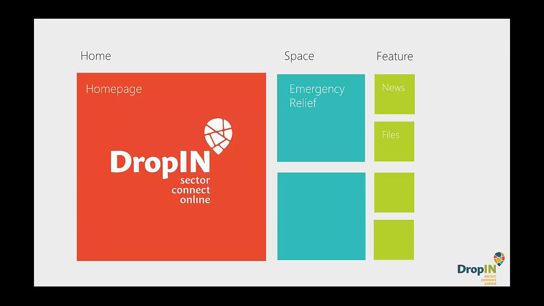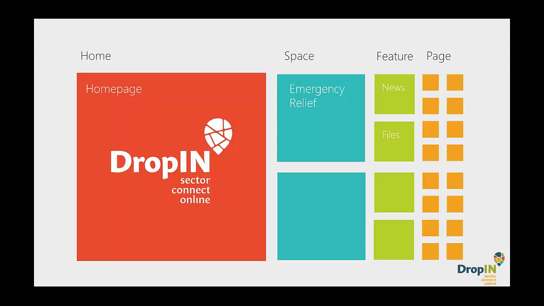We have file storage, like I showed you before, all the features that we can have in Dropin. Every space has hubs of these features, right? And finally, we have the pages. So we can have a page, for instance, about one update that is inside the news feature. You can find an update about next week's meeting. This is one page you're going to find in the news feature.